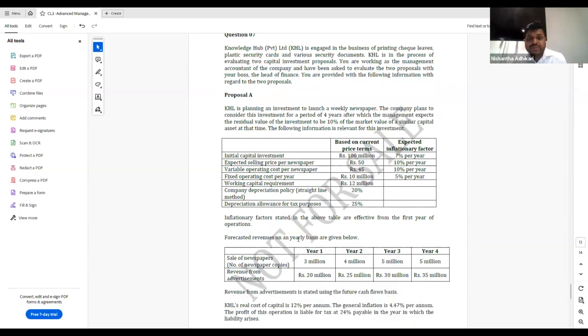KHL is planning an investment to launch a weekly newspaper. The company plans to consider this investment for a period of 4 years, after which the management expects the residual value of the investment to be 10% of the market value of a similar capital asset at that time. The following is relevant for the investment. Initial capital investment, expected inflationary factor 7% per annum. Expected selling price per newspaper 50 rupees, and it will increase by 10% per year. Fixed operating cost 10 million. Working capital requirement 12 million, required immediately. Company depreciation straight line. Depreciation allowance for tax purpose 25%. Anyway, depreciation we won't count.